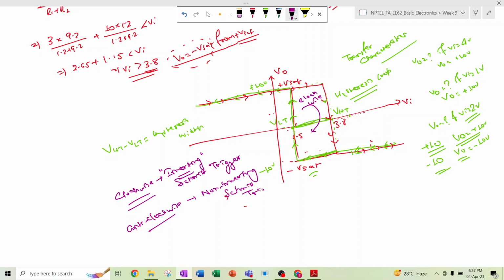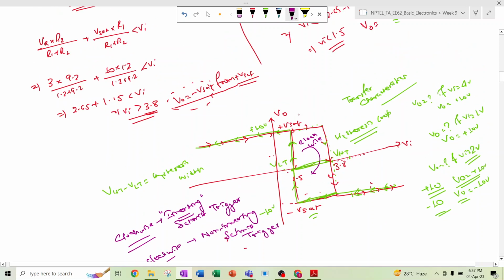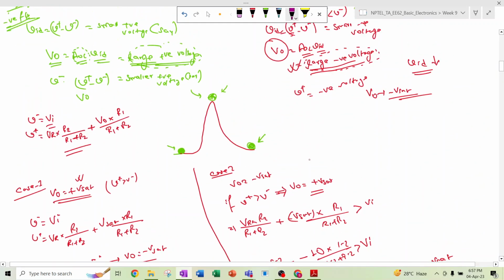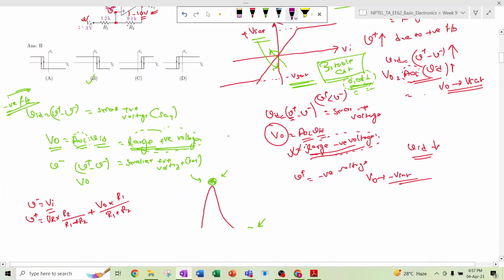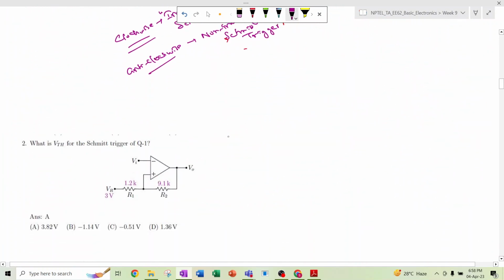So already I have discussed that this is a basic memory element, and this is the hysteresis curve, that is the transfer characteristics curve, and it shows some hysteresis loop, and it is a basic memory element. Okay, moving forward to the next question.